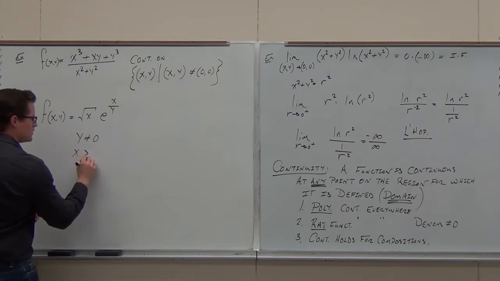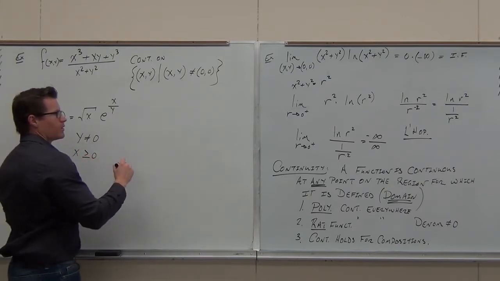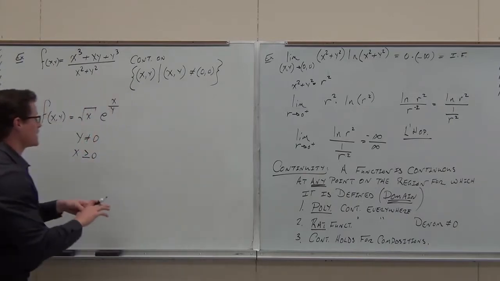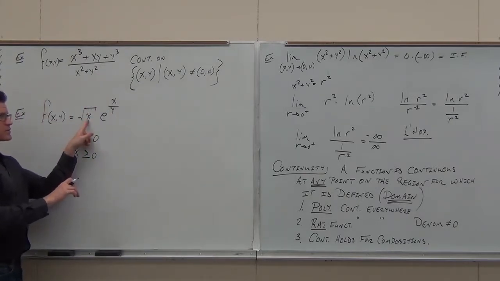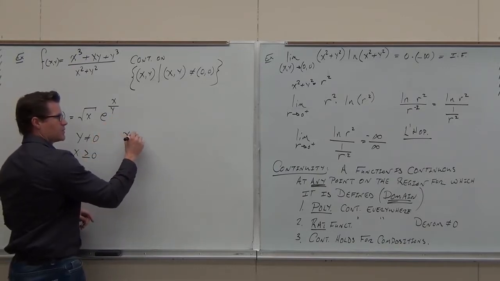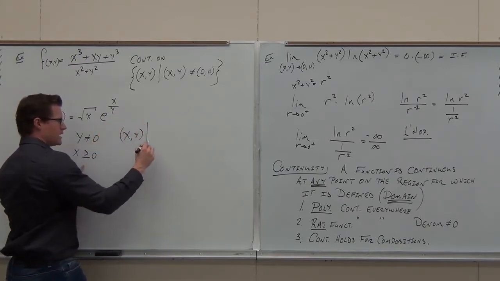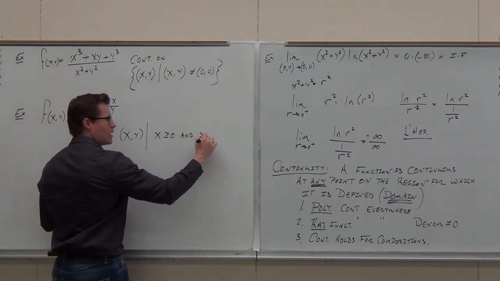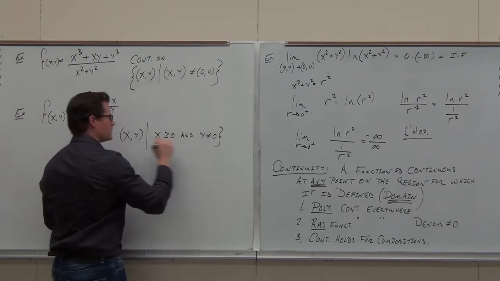Could it be 0? Yes. So that's it. That's literally it. The only things we have here are x has to be greater than or equal to 0, and y cannot be 0. So we have any ordered pair such that x must be nonnegative and y cannot equal 0.